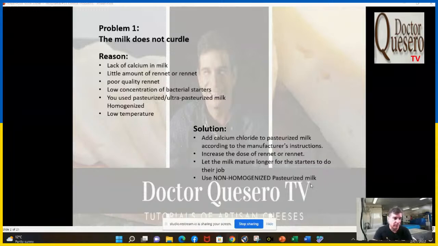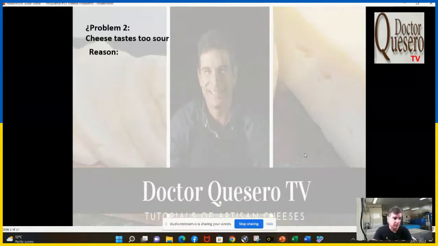Okay, let's see. Problem number two. Sometimes when we are making cheese and ripening the cheese, molding it and putting it into the press or whatever, and then after unmolding the cheese and cutting it, we notice that our cheese tastes too sour. So what to do? Or what is the reason that this happened?